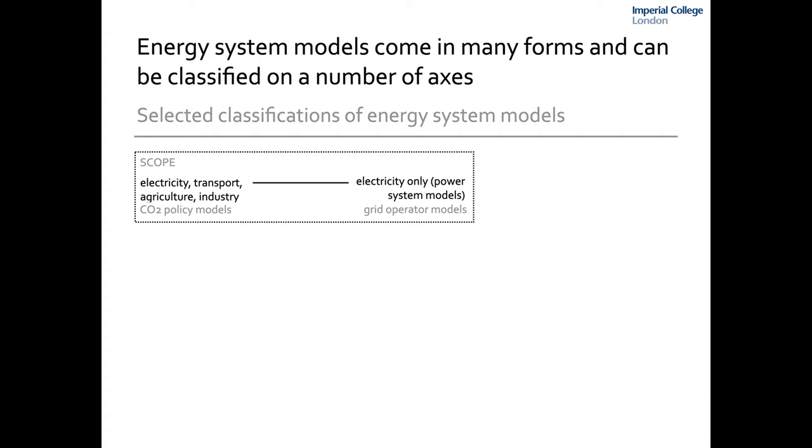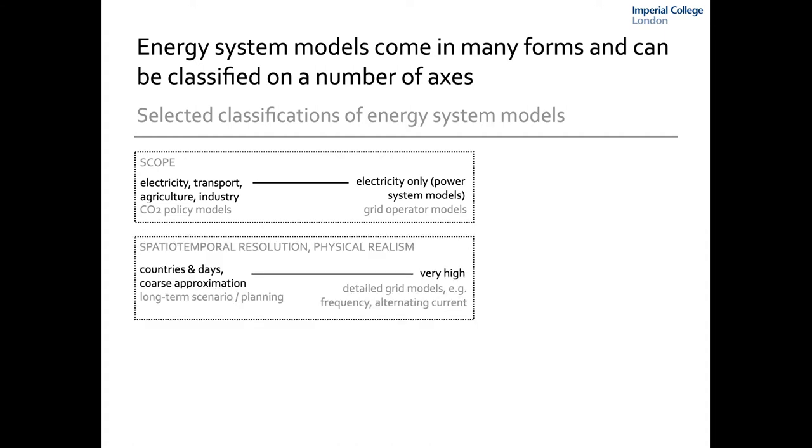First is obviously the scope. You can have electricity-only models, which are sometimes called power system models, and those are used by, let's say, grid operators. On the other hand, you can also consider a huge variety of energy sources and end users: electricity, transport, agriculture, industry. These are things like CO2 policy models. These are all considered energy system models.